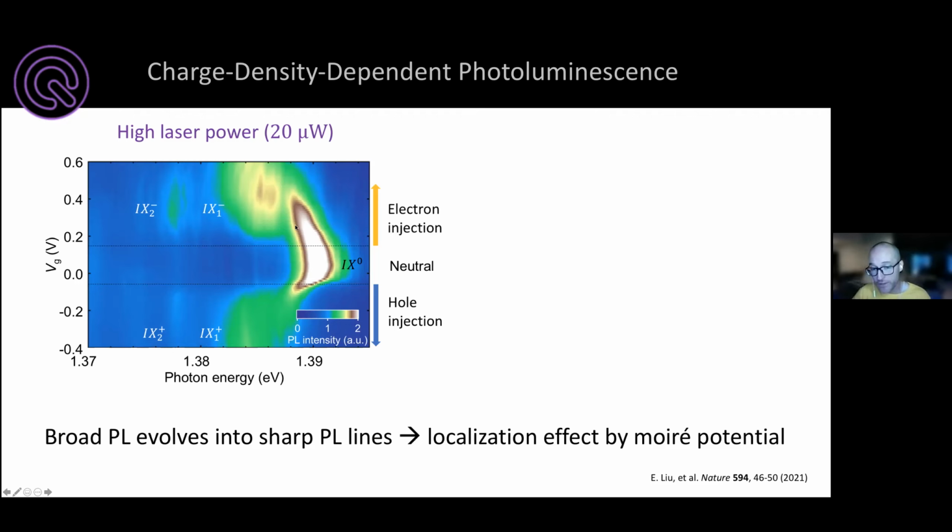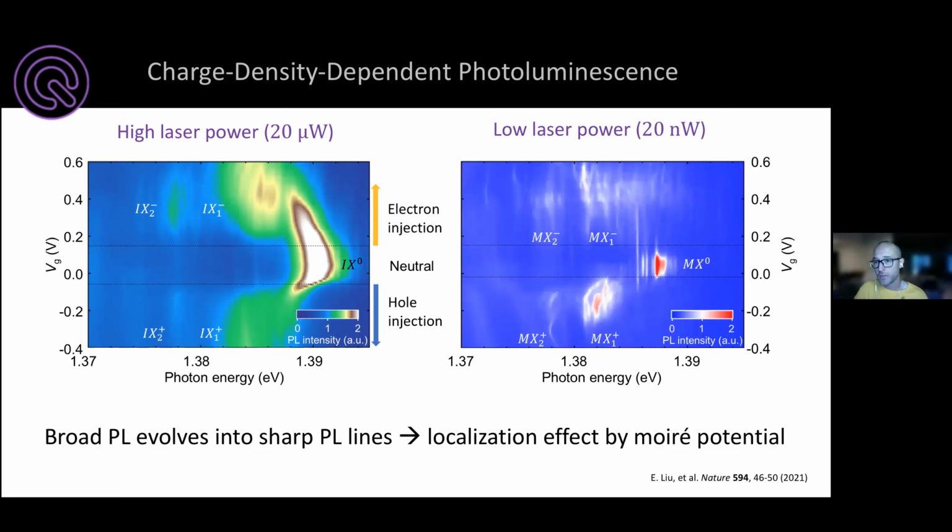One thing that we found, and this is a really important finding, was that when we go to very low power, these large, broad features that we see actually become very sharp and very numerous. And so this broad PL evolves into these very sharp PL lines under low excitation. And as we learned, this actually comes from the localization effect by the Moiré potential. And the way we have evidence of that, I'll talk a little bit in the next slide. But one of the key things is we can study the magnetic field dependence. And if you look at the g-factor, it behaves in a very similar way to the interlayer exciton.